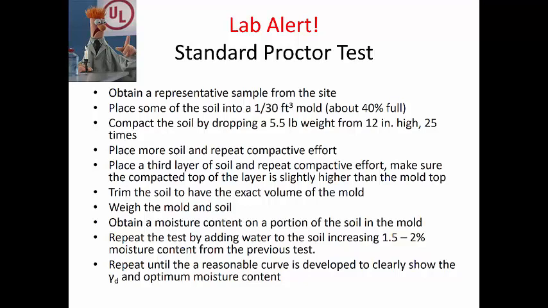So then the next step is to trim that soil to the exact volume of the mold, so all of the soil inside the mold is compacted pretty consistently, utilizing 3 layers, and then the mold weight with the soil is obtained. Then you can subtract the weight of the mold, and you have the weight of the soil. You understand the volume of that mold, so you can determine the moist unit weight of that soil. Then a portion of that material is obtained and weighed, and a moisture content test is performed on that soil. And now you can calculate the dry unit weight based on the moist unit weight and the moisture content of that soil.